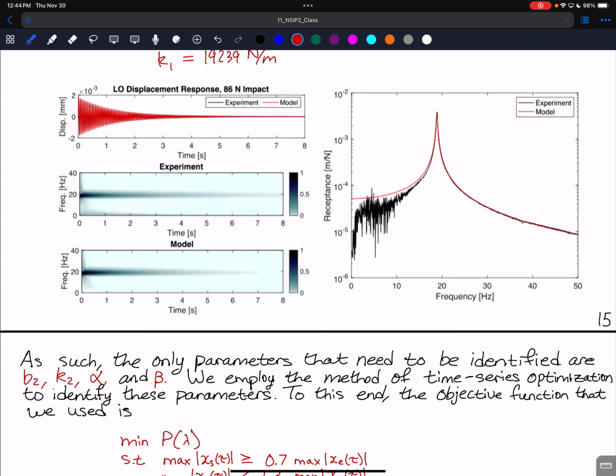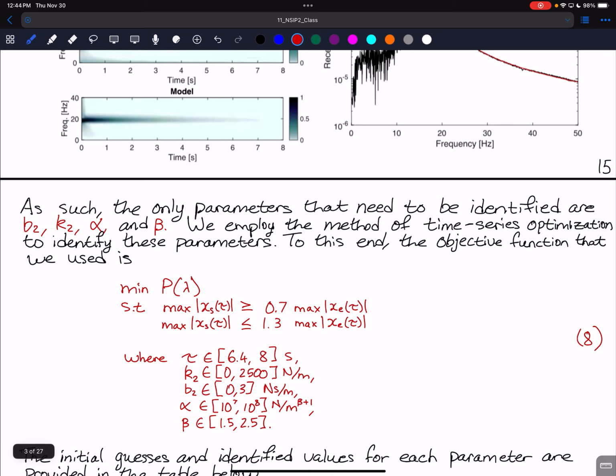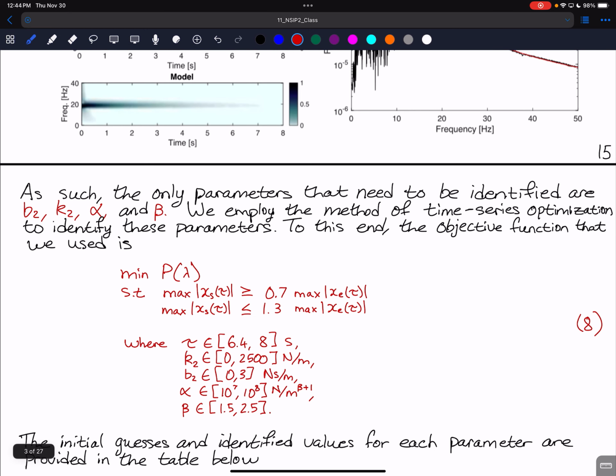Okay. So, given that, what we don't know is the coupling damper, B2, the coupling linear stiffness, the coupling nonlinear stiffness, and the power in the generalized polynomial that we've chosen. So in order to identify those, we're going to employ this time series optimization technique, and the objective function is shown here. We're going to minimize that p-value subject to those two constraints here, that a value is 0.3, and then those are the bounds for every parameter shown there.